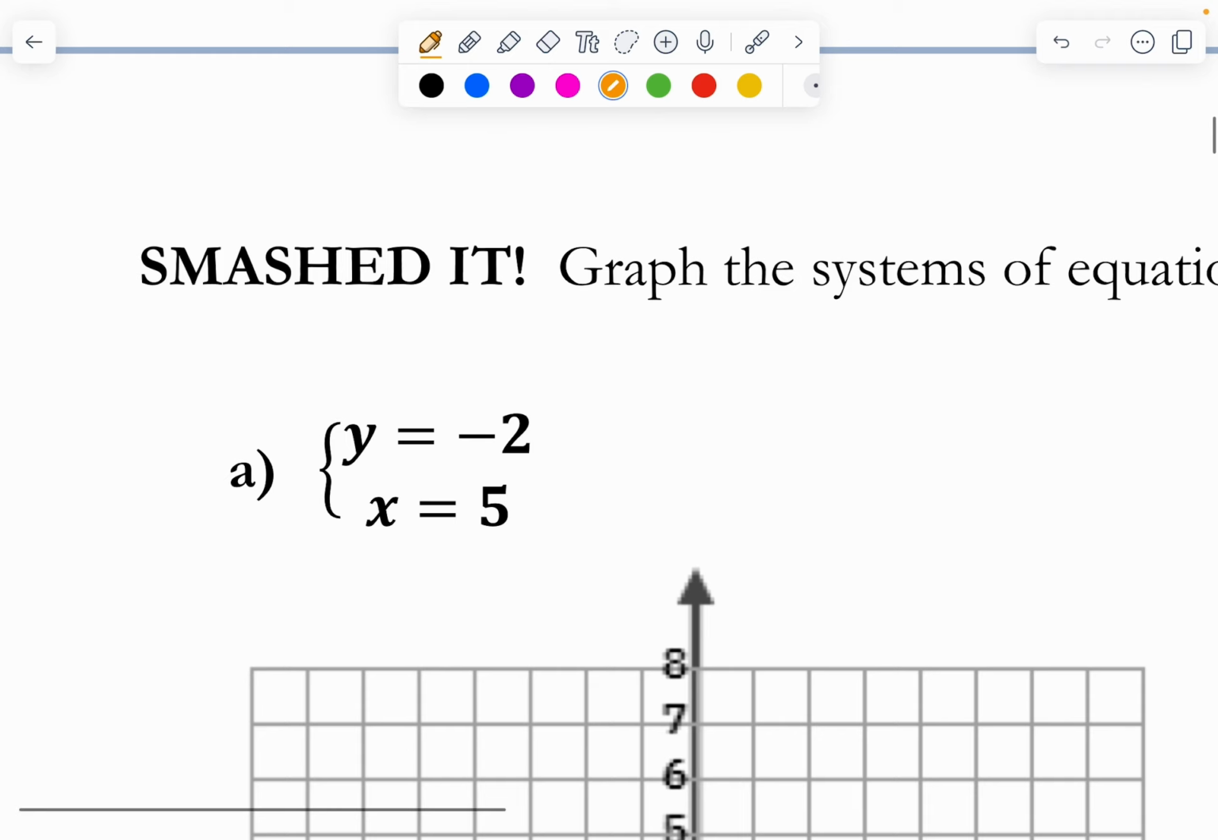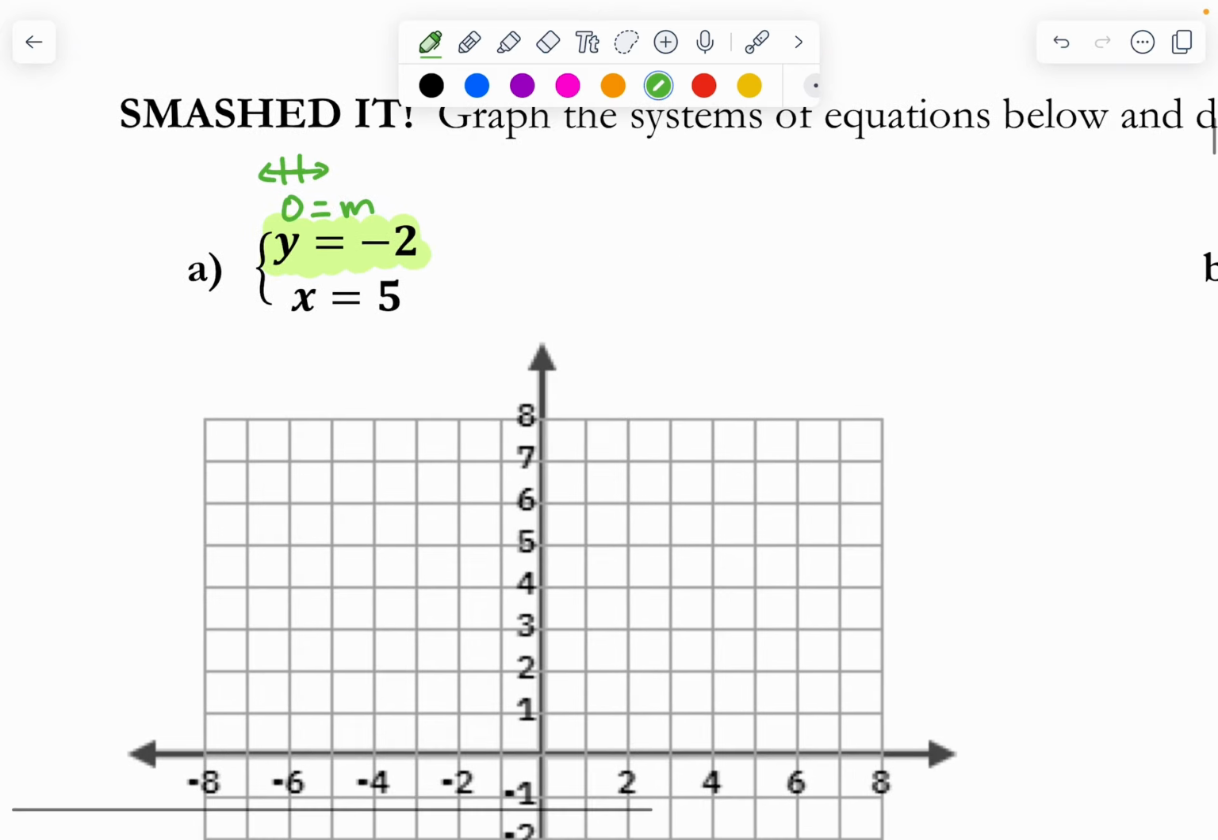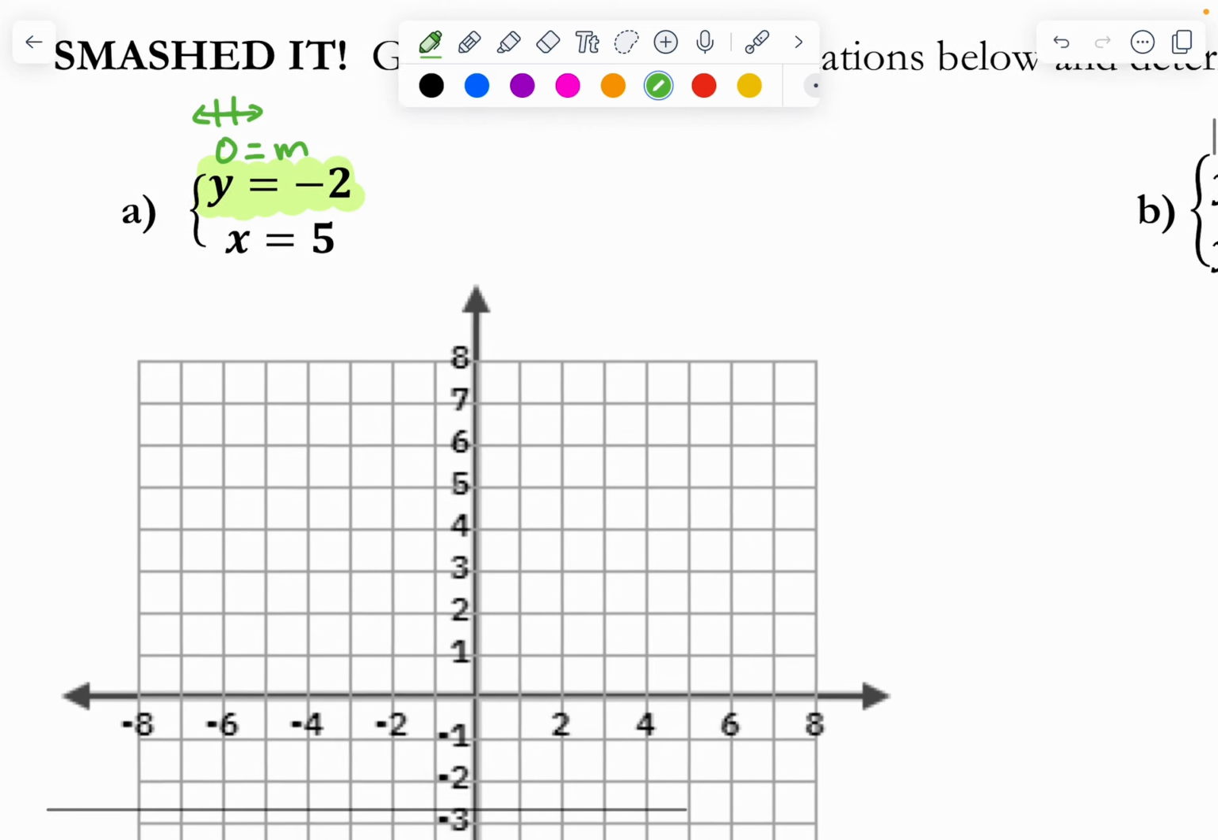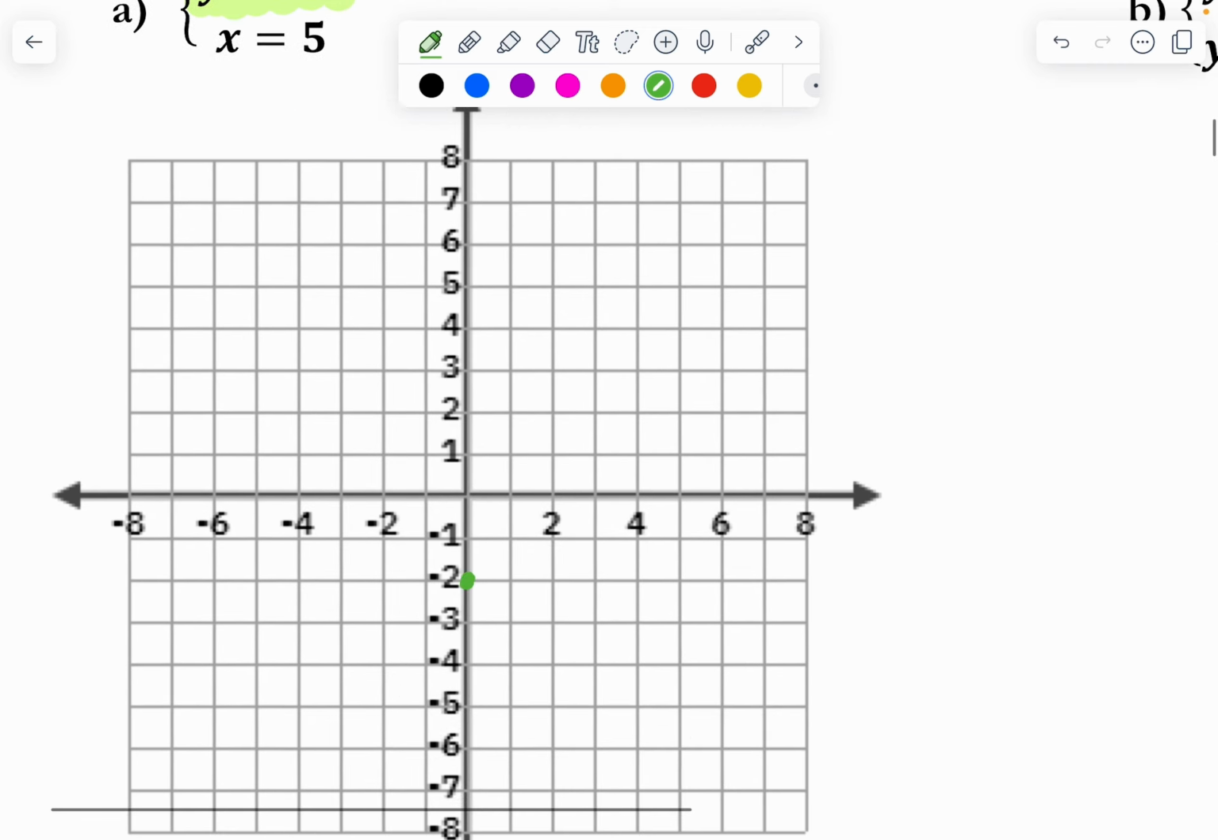Remember, when we have y equals a number and x equals a number, we have 2 three-letter words that we like to use. The first one is HOY, right? Horizontal line. M is 0, my slope is 0, and my y is -2, and that's my equation. Well, where is y = -2? Well, it's here. And how do we make a horizontal line? Well, a horizontal line is left, right. So boom, that's my first line.